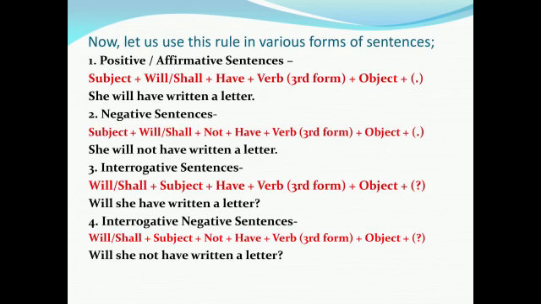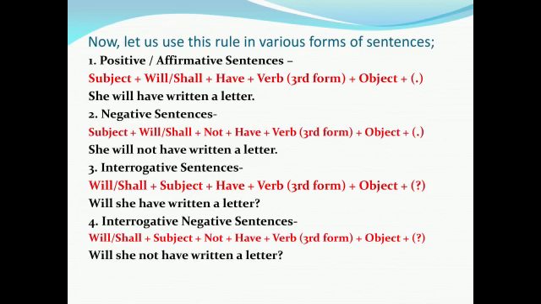So will or shall, according to the emphasis, plus subject plus have plus V3 plus object. And interrogative negative will be will or shall plus subject plus not plus have plus V3 plus object. And the sentence will be, will she not have written a letter?